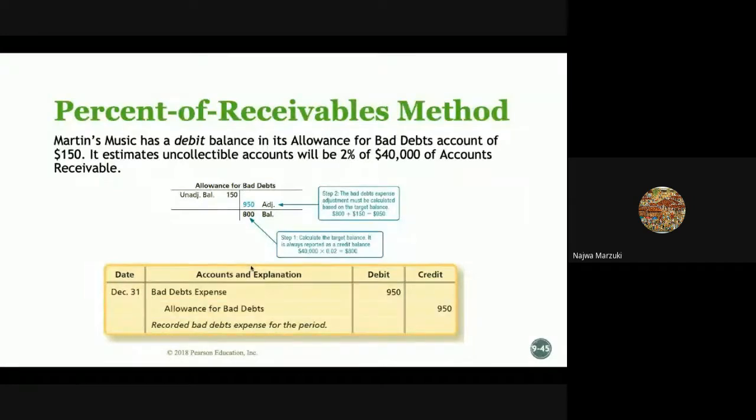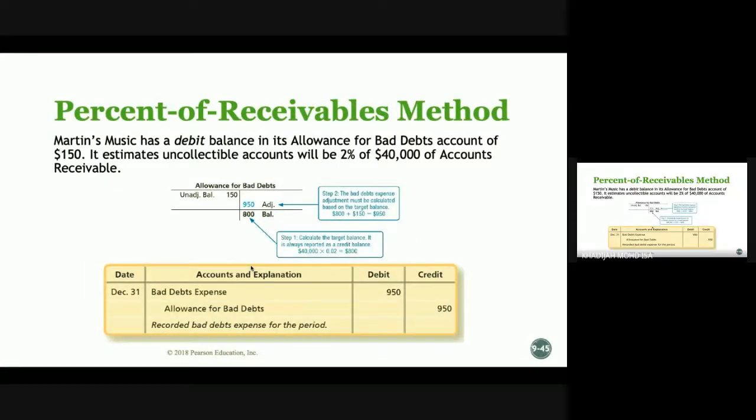Yeah. So if you want a closing of 800, that's why you have to have a credit of 950 on the credit side. So 950 minus 150, then you get 800 as a closing figure. Do you get that?